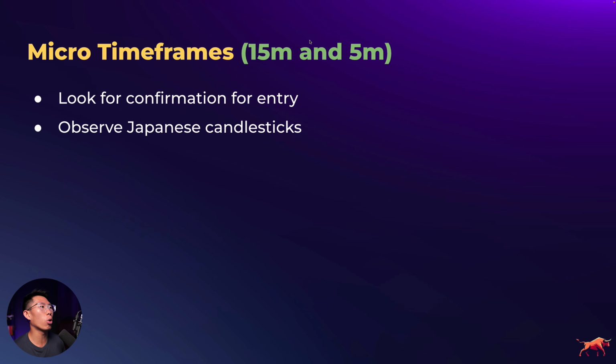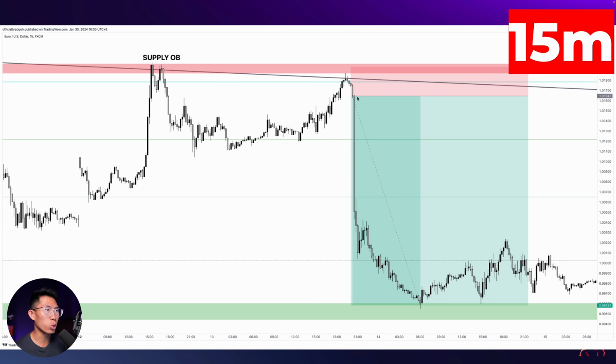So this is where you look for confirmation for your entry. And this is where you really observe the Japanese candlesticks to tell us what price is doing. Is liquidity entering the market? Is there confirmation for us to enter the trade? In this case, we entered the short position on a 15-minute time frame at a supply zone area that we have right here. And we also entered when we saw some sort of confirmation that price was giving us, a selling liquidity area right here.